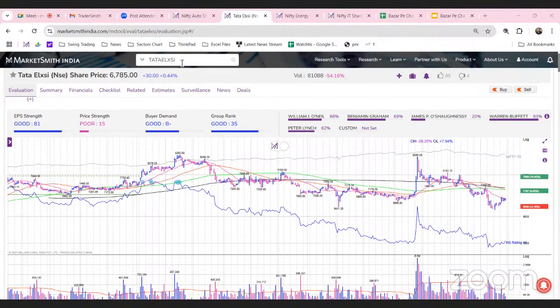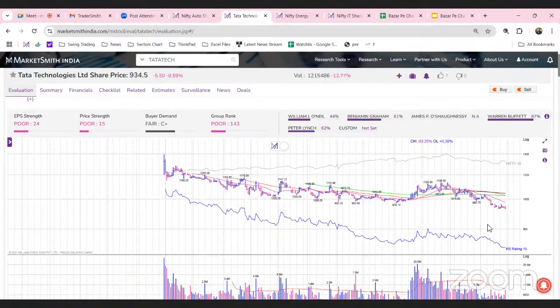Tata Technology. Yes. Tata Technology is clearly in a downtrend and it is trading with negative bias only. So it is a no from our side.